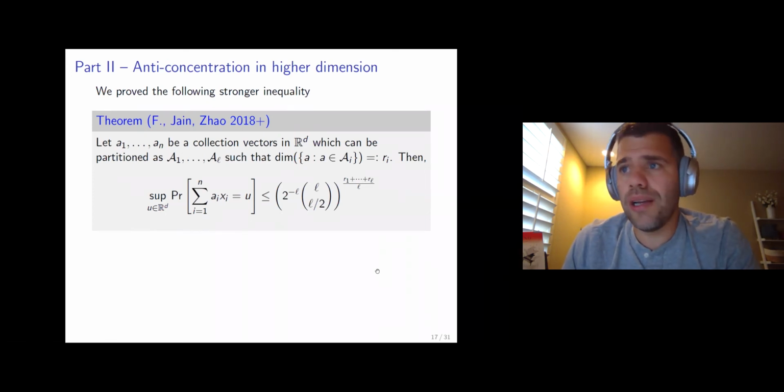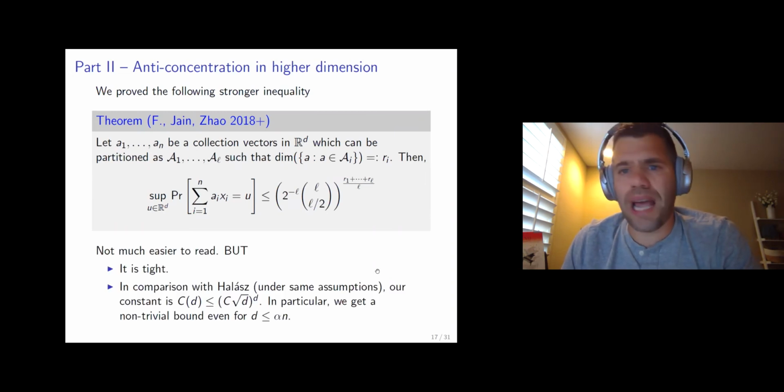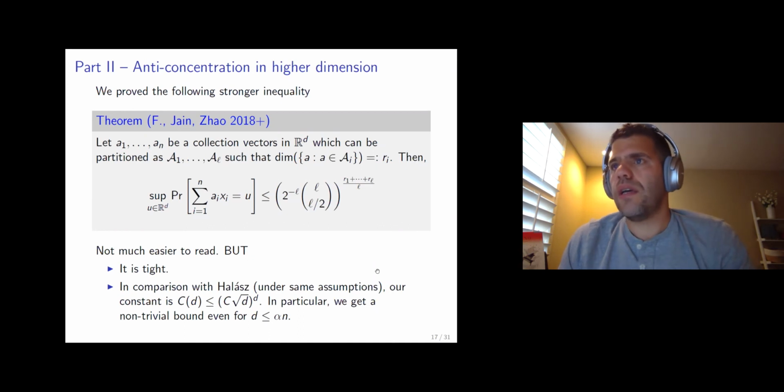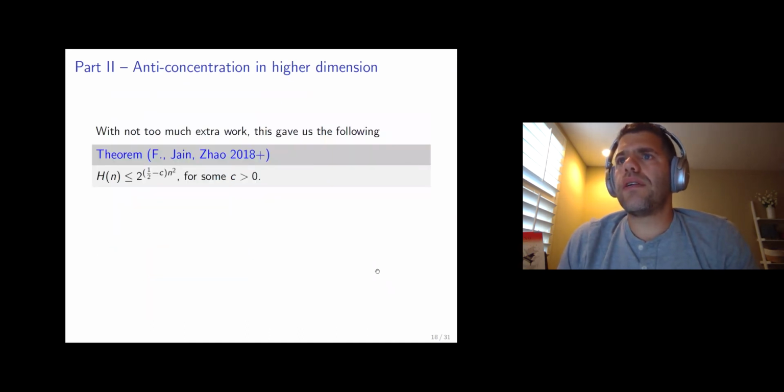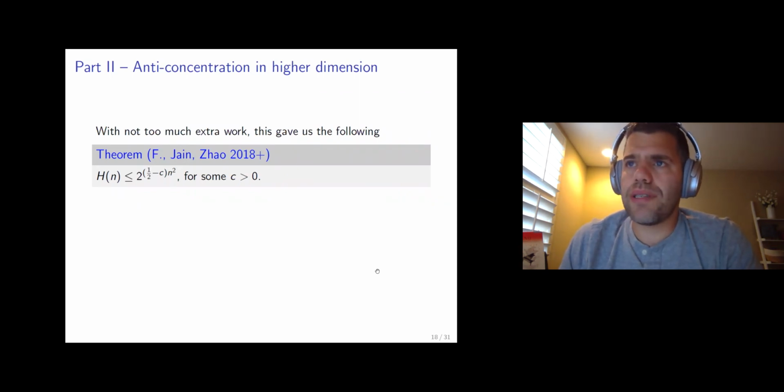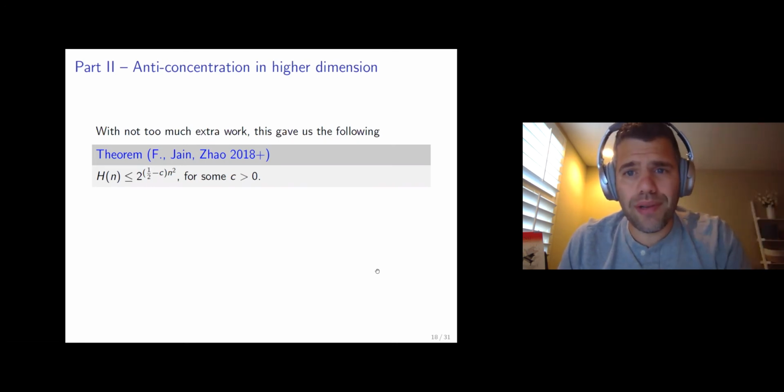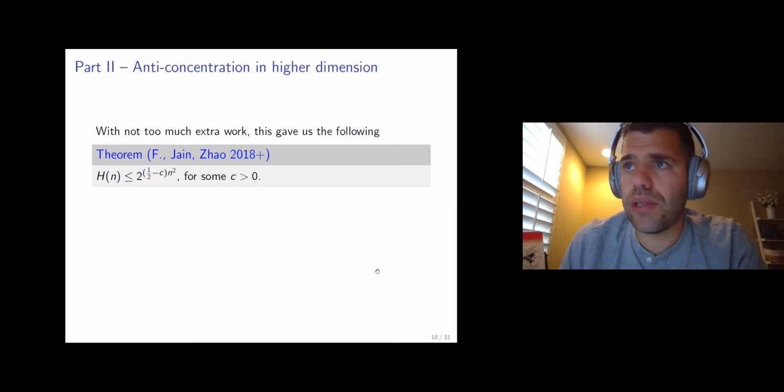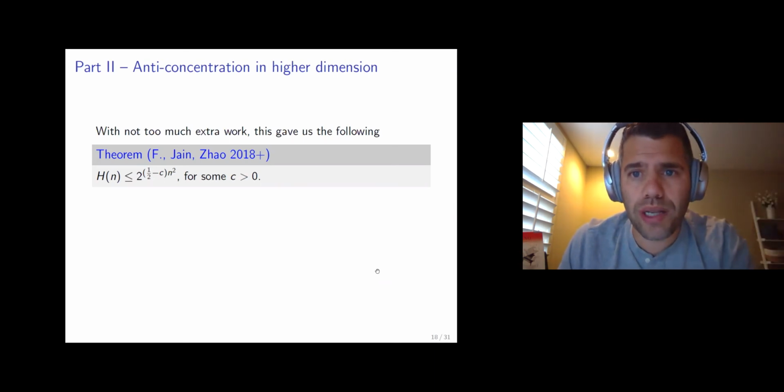Unfortunately, the improvement wasn't that impressive. It was just a 1 minus epsilon. So with not too much extra work, this gives us that the number of Hadamard matrices is at most 2 to the (1/2 minus some constant) times n squared. The constant we can make explicit. I think in our paper we didn't bother to write it explicitly. We can write, I don't know, 1/400.